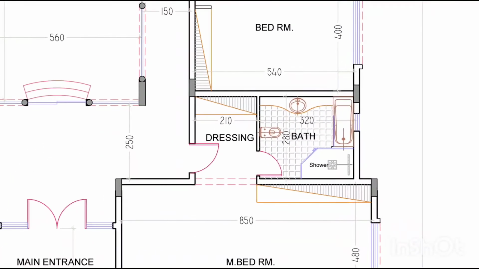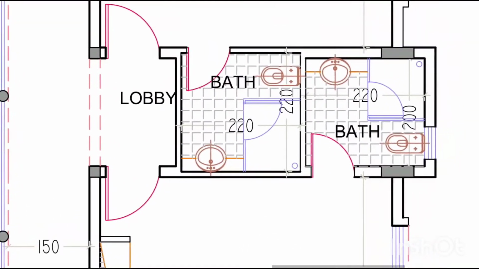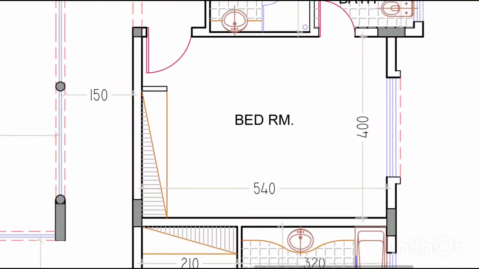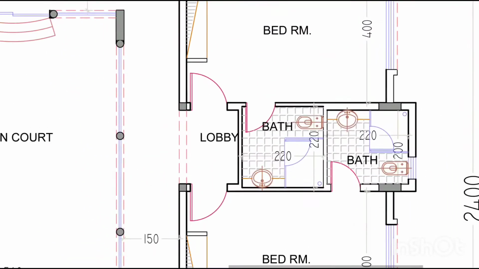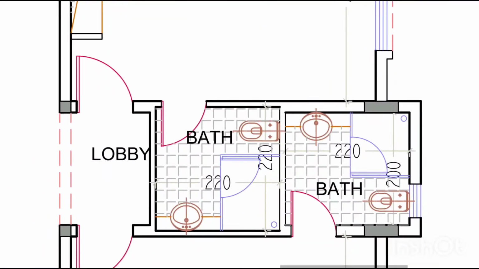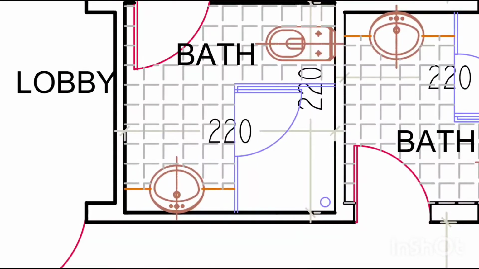This is the dress area. We see here another bedroom, 540 by 400 centimeter, and this is our attached bathroom, 220 by 200 centimeter, and here is our cupboard. You'll see another bedroom, 540 by 400 centimeter, and this side bathroom. This side bathroom we will use mechanical ventilation because we do not have an exhaust here. The same size, 220 by 220. This is a small shower area, this is the water closet, and this is the wash basin.